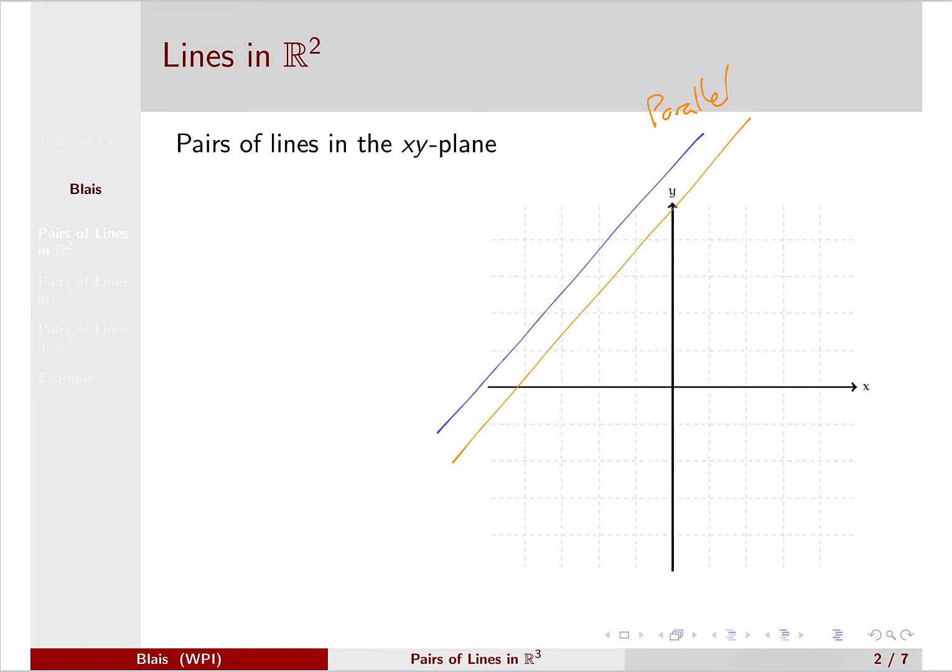So if two lines are not parallel in the xy plane, then they have to intersect somewhere. So think about drawing in this picture any other line that is not parallel to these two. No matter how you draw it, sooner or later it will need to intersect one of these lines. So we have two possible states of pairs of lines in the xy plane.